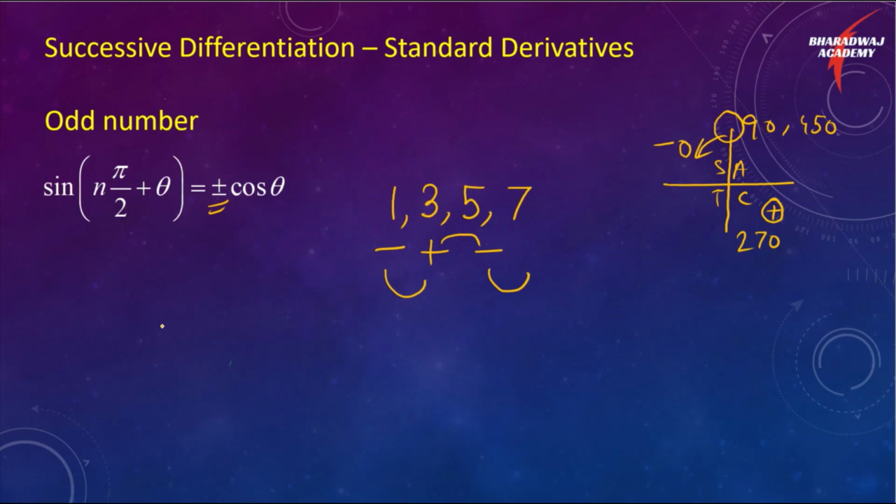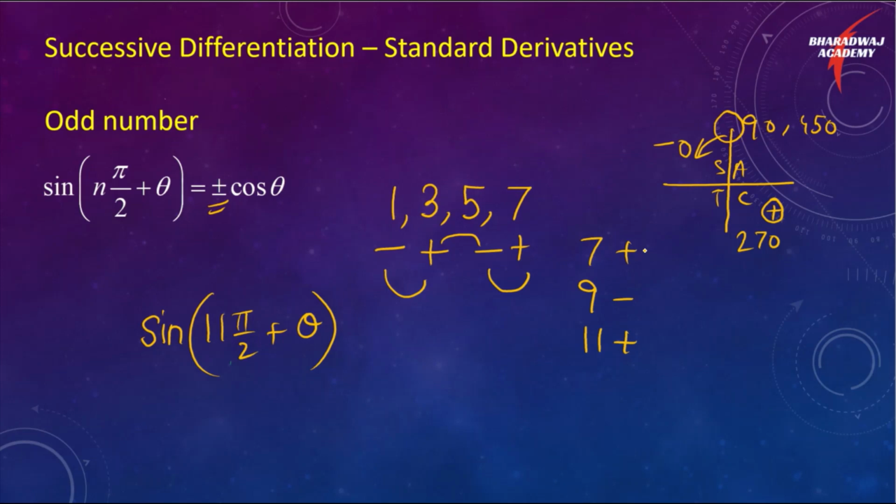So let's take a small example. What is sine of 11 pi by 2 plus theta? For 7 we got positive here. For 9 it will be negative. For 11 again it will be positive. Cyclic, right? So this will be equal to plus cos theta.